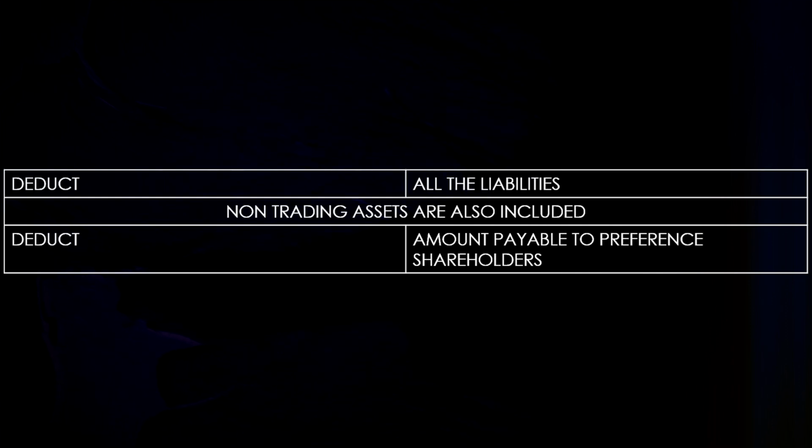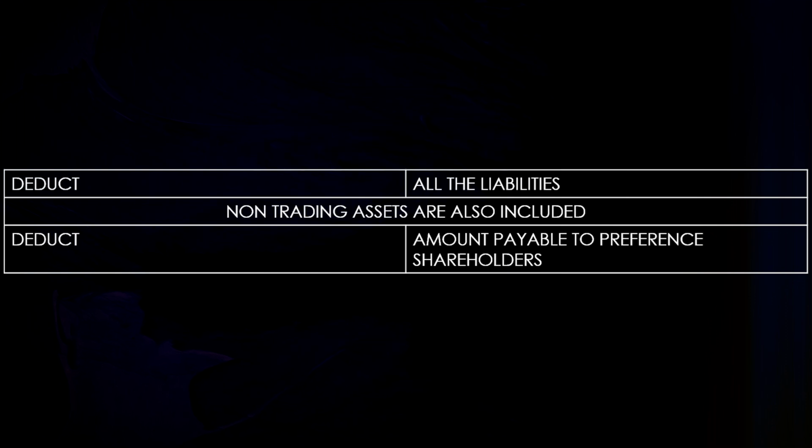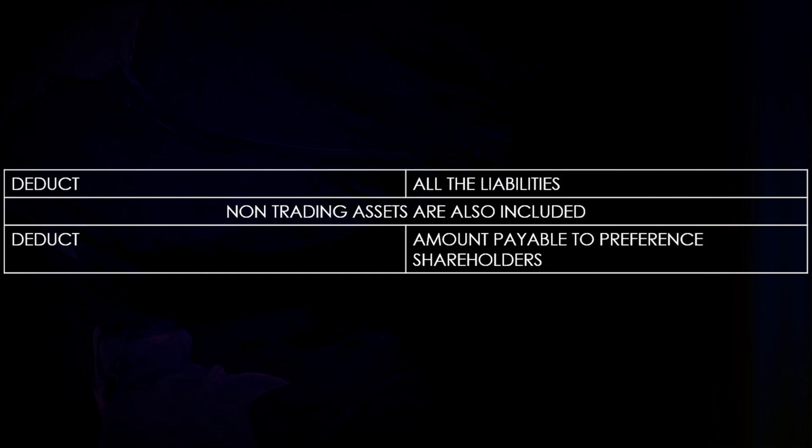And thirdly, amount payable to preference shareholders also gets deducted. There is no need to consider the amount payable to preference shareholders because we know preference shareholders have priority in repayment of capital. In share valuation, we are basically concentrating on equity shares. Wherever we use the term share valuation, it's only meant for equity shareholders. Preference shares are not taken for valuation purposes. So the amount available to equity shareholders is arrived at after deducting the amount payable to preference shareholders.